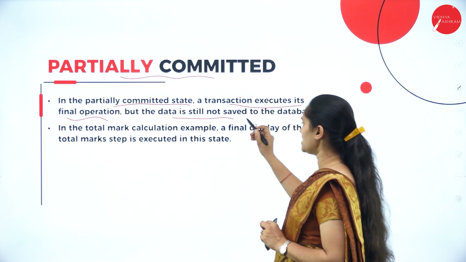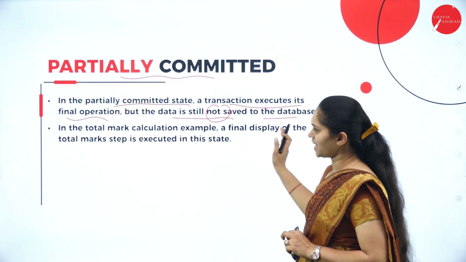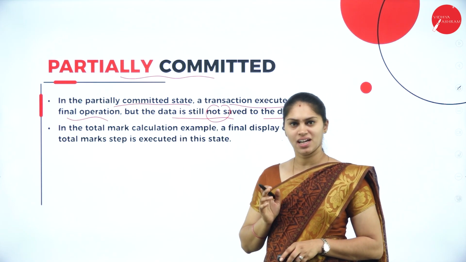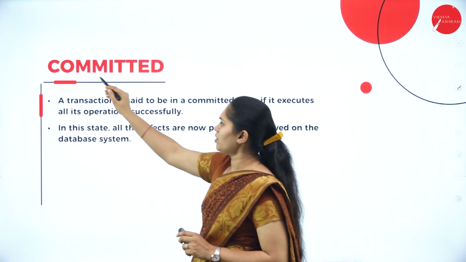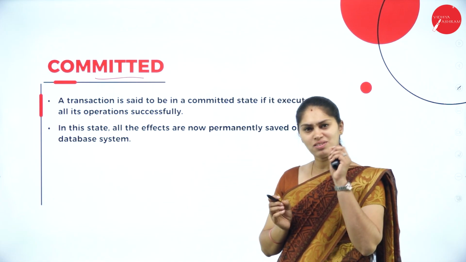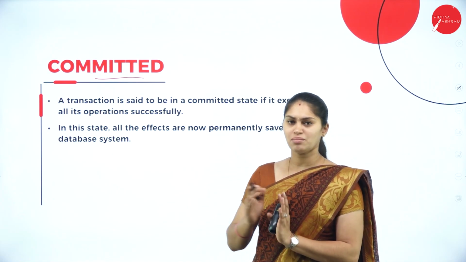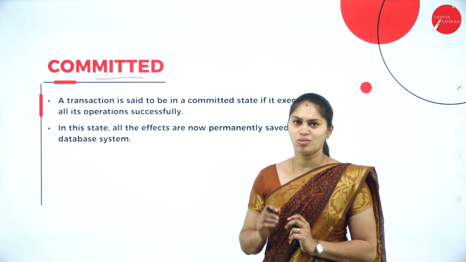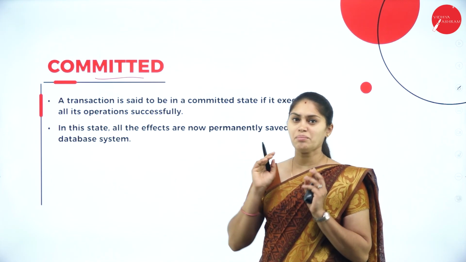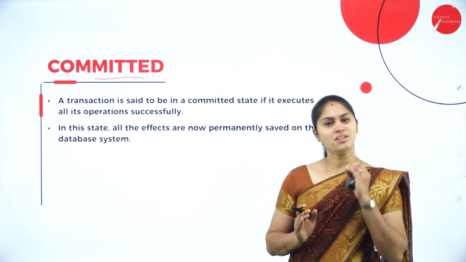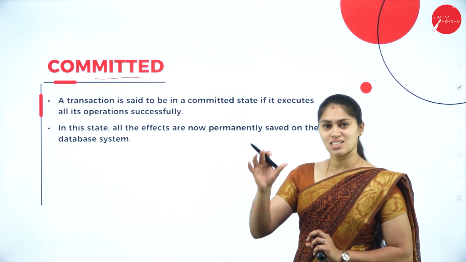But the data is still not saved to the database even in the partially committed state. Then what is going to happen in the committed state? You have sent money from your account to some recipient account. You click the send option. If it reaches them as a proper transaction, then we call that a successful transaction.